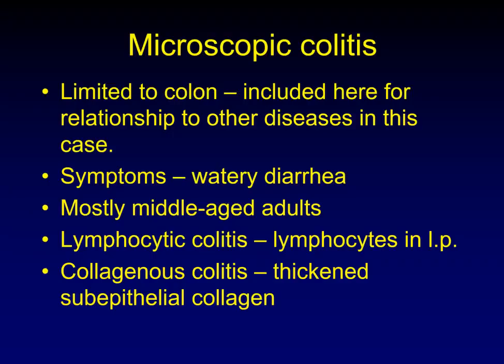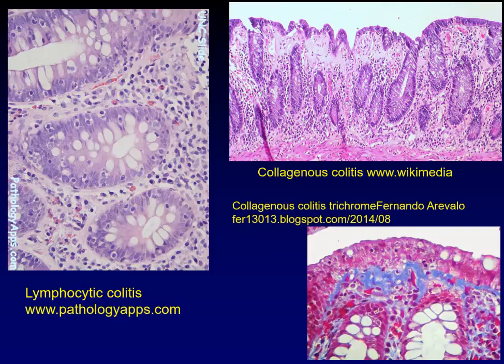Microscopic colitis. These are diseases that are limited to the colon but included here because they overlap in the differential diagnosis with inflammatory bowel disease. These are mostly middle-aged adults who present with watery diarrhea. There are two forms, lymphocytic colitis with lymphocytes in the lamina propria and collagenous colitis. I'll show both of these in this slide.